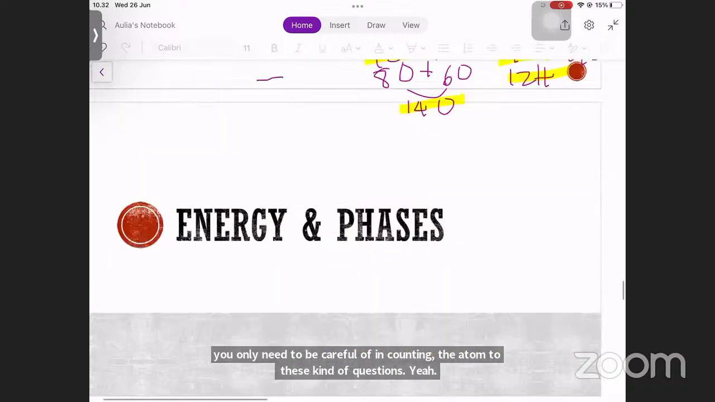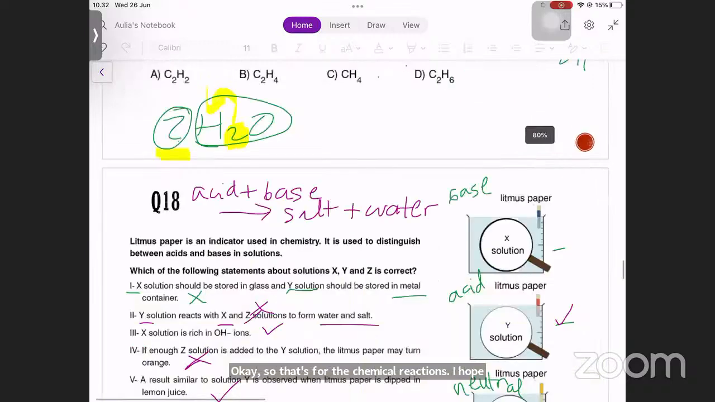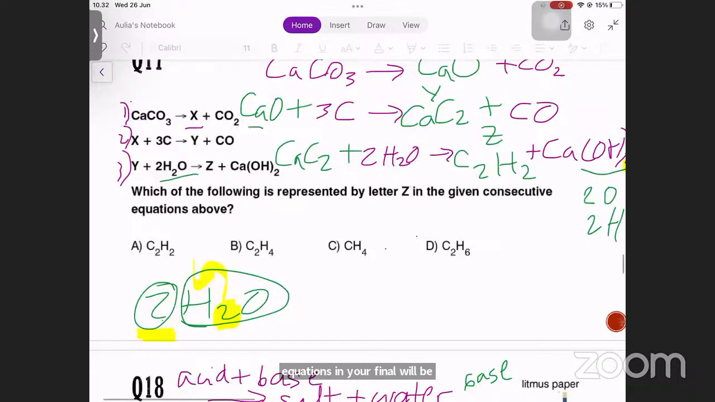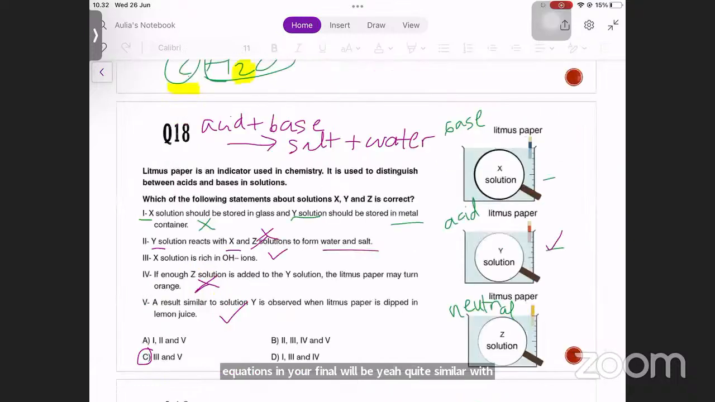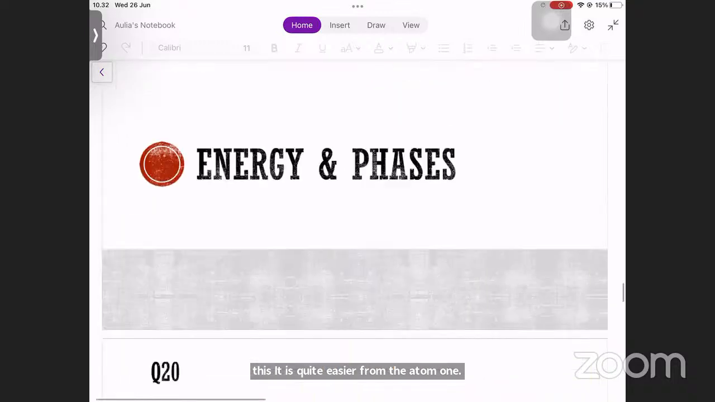Okay, so that's for the chemical reactions. I hope the questions in your final will be quite similar with this chemical reaction. It is quite easier than the atom one, right? So let's continue to the energy and phases.